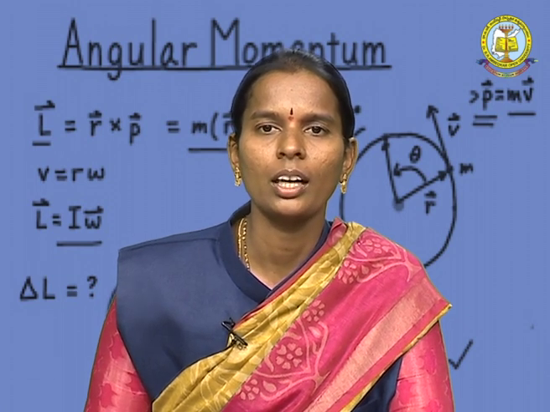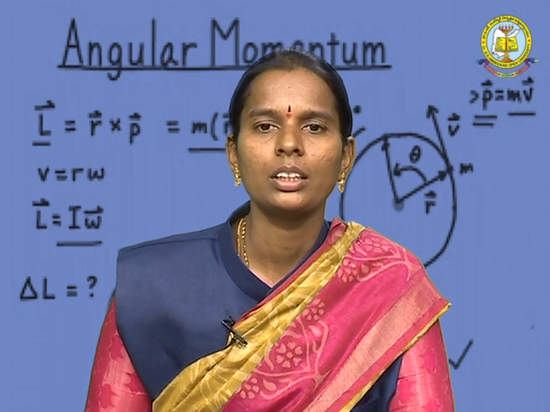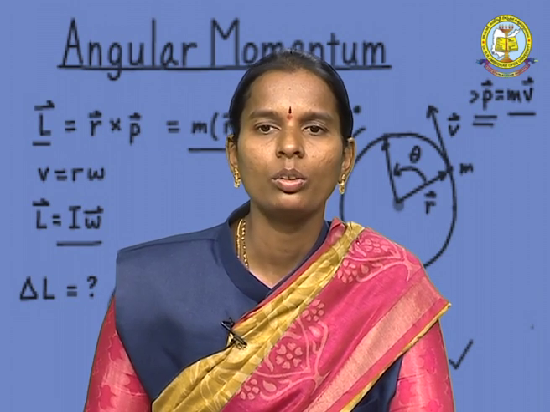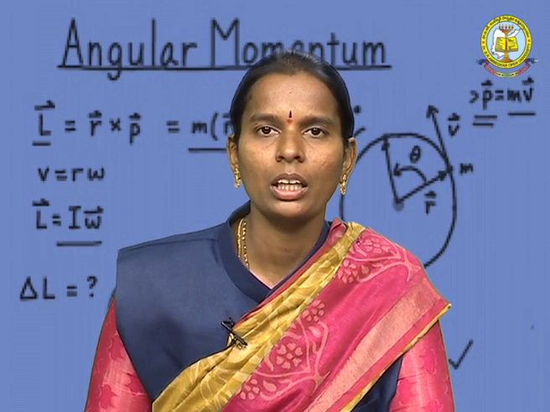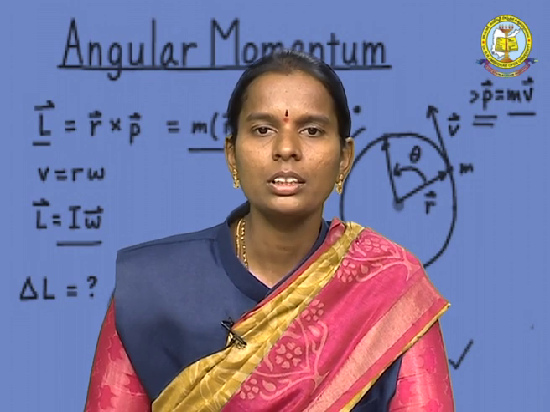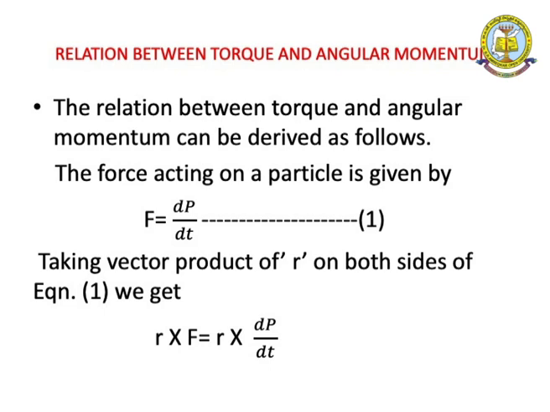Torque is equal to r cross dp by dt. So dL by dt is equal to torque. This equation is the relation between torque and angular momentum. So torque is equal to dL by dt. The rate of change of the angular momentum of a particle is equal to the torque acting on it. Okay, this is the relation between torque and angular momentum.